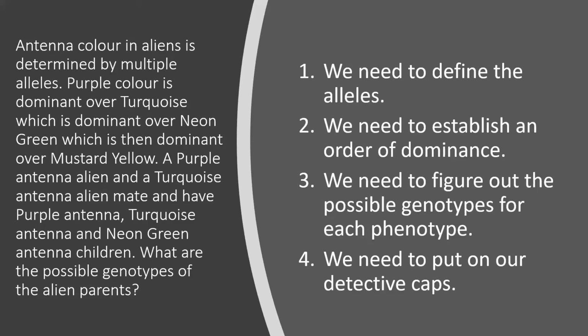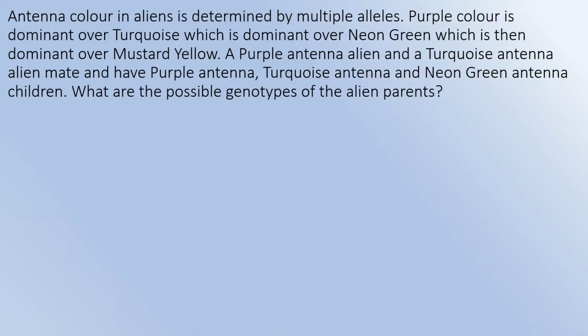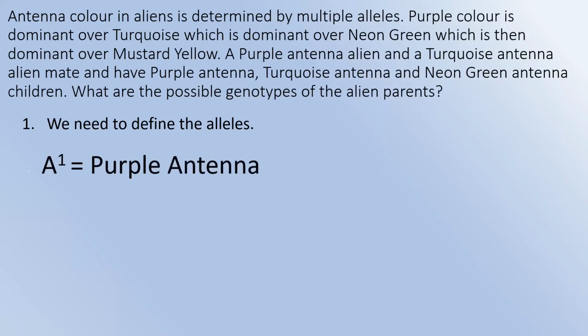Without further ado, because this is already going to be a long one, first we're going to define our alleles. So we have purple color, turquoise, neon green, and mustard yellow. That's our order. The most dominant, which is dominant over all else, is purple, so we'll say A1 is our purple antenna. We're going to make these A for antenna with a superscript for all the dominant ones, based on their order of dominance, with 1 being the most dominant, 2 being second, 3 being third, and so on.